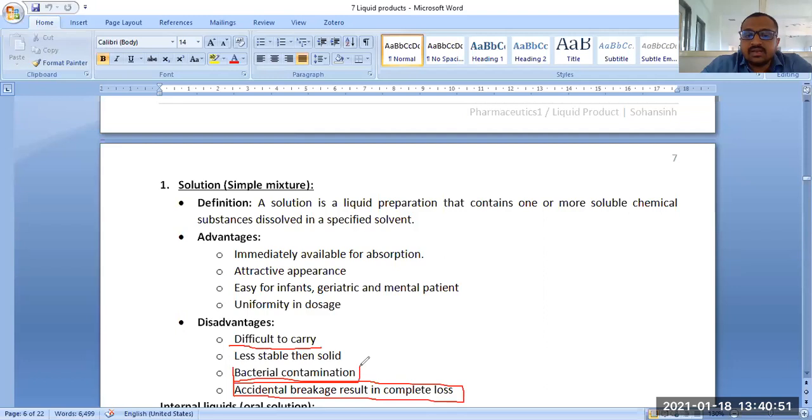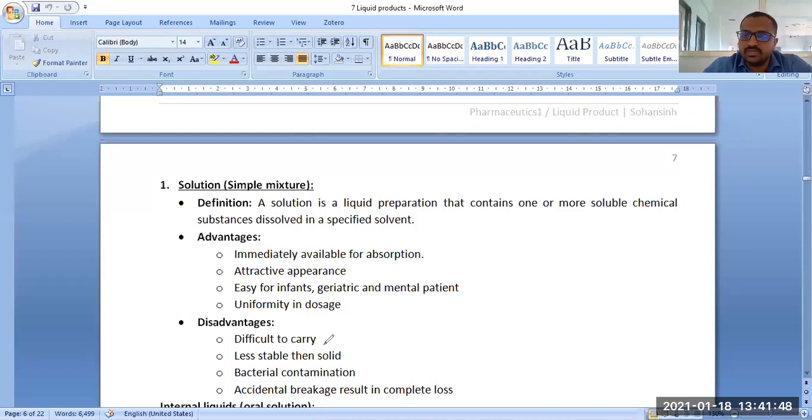Next disadvantage is bacterial contamination. There is a chance of bacterial contamination because bacteria are susceptible to the liquid medium. They easily grow in a liquid medium. So in every liquid medium you have to use a preservative to control this bacterial growth, and liquids are less stable as compared to solids. Stability issue. For example, a tablet you can store for up to two years. The common expiry date for a tablet preparation is 2 years. But in a liquid preparation, if you open it, you can use it for up to 1 month. This type of direction comes with liquid preparations. So there are lots of stability issues, bacterial contamination, accidental breakage, and difficulty in storage and carriage.